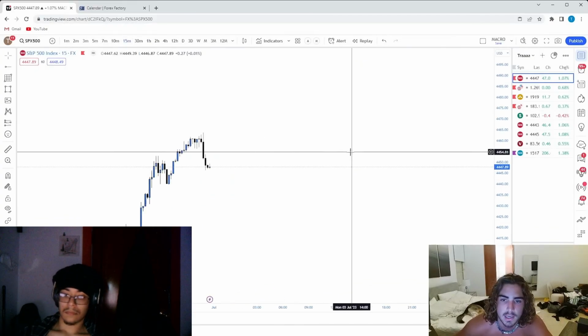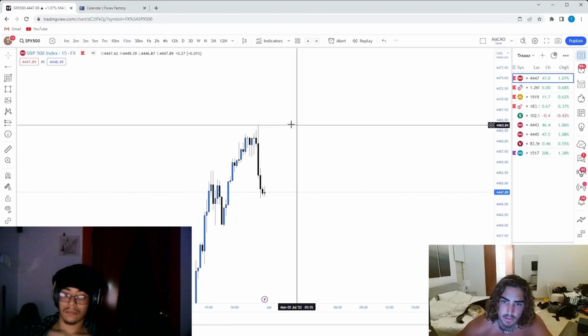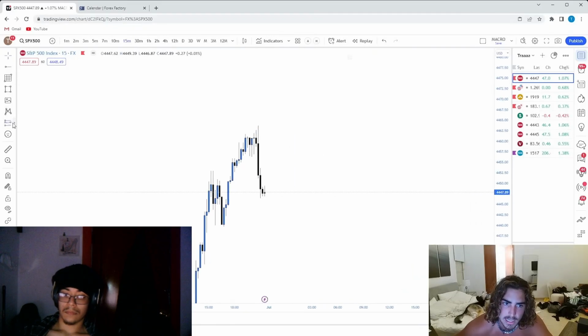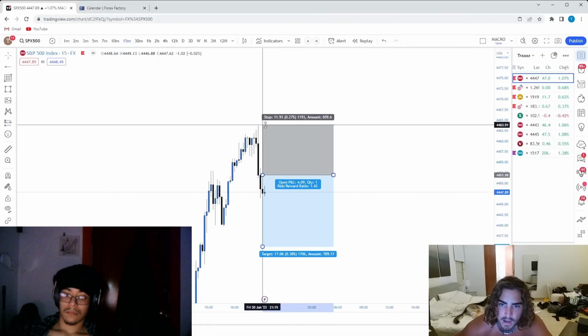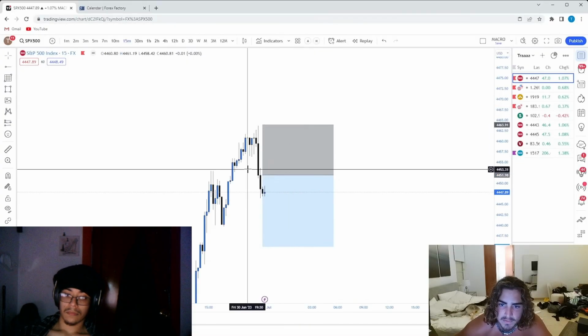So let's say we enter short, okay? This would be a stupid short position to take because we're in an uptrend on a bunch of different things. But let's just say we take a short off of this liquidity sweep, break of structure to the downside.